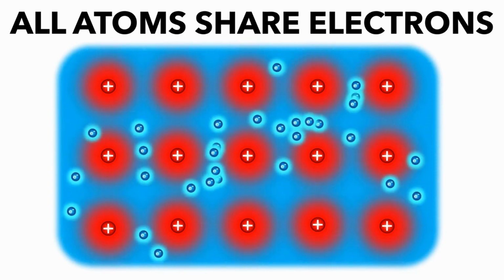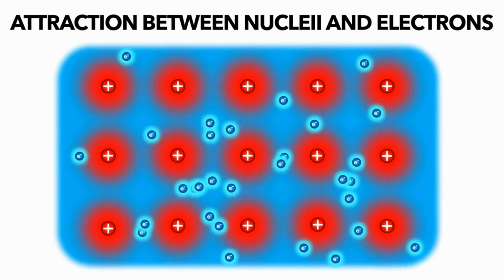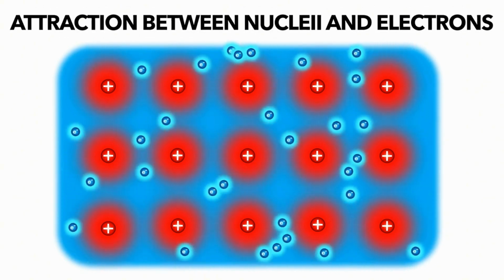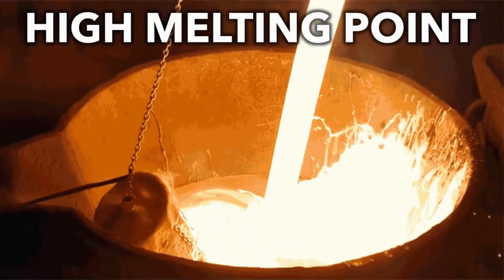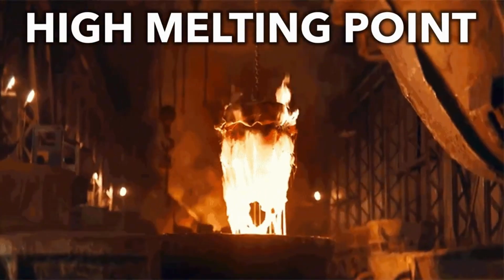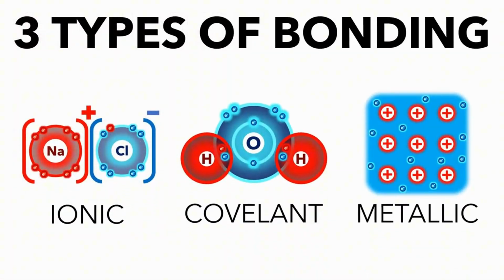Where does the bonding come from? Well, the positive nuclei are all held together by the sea of delocalized electrons. Like a strong glue, the bonding is very strong, meaning that metals generally have very high melting points. So these are the 3 types of bonding.